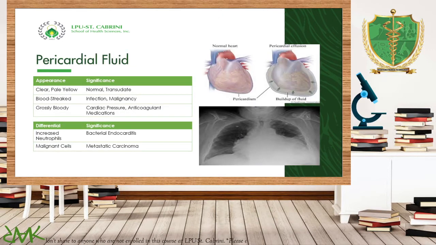Okay, how about your pericardial fluid? Remember that a normal pericardial fluid appears clear, pale yellow. A blood-streaked pericardial fluid is correlated with infection and malignancy. Usually, there is bacterial endocarditis. That is the most common condition seen when there is effusion in the pericardial fluid. And when we say bacterial endocarditis, that is inflammation of the heart's inner lining, and that is what we call the endocardium. And the most common cause of endocarditis is no other than bacterial infection.